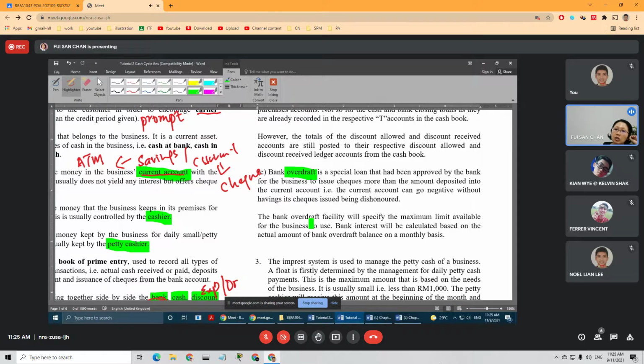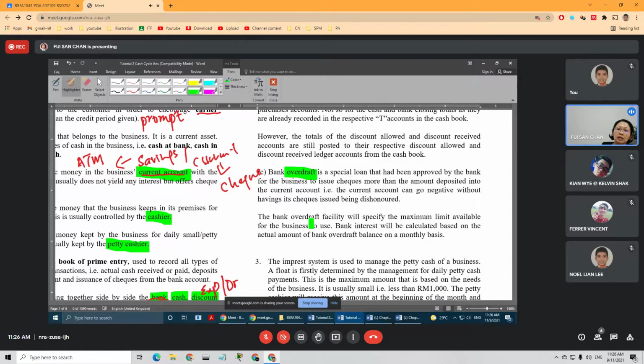So this bank overdraft is actually a facility arranged by the business and the bank. The bank allows you to withdraw more than what you have in your current account. Like my example, you only have 3,000, but you issue a check at 4,000, so you actually owe the bank 1,000. For this 1,000 that you owe to the bank, you have to pay interest. There's no free lunch, the bank won't give it to you free. Bank overdraft interest is very expensive, it can be like 18% per annum.